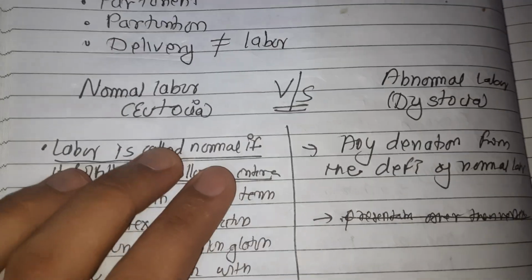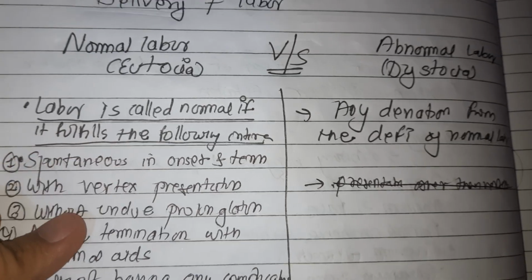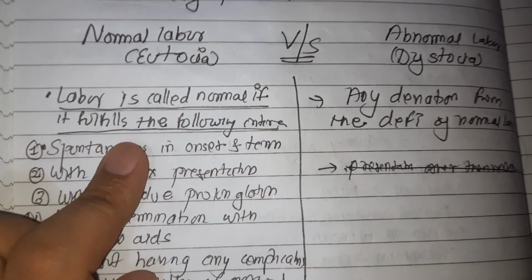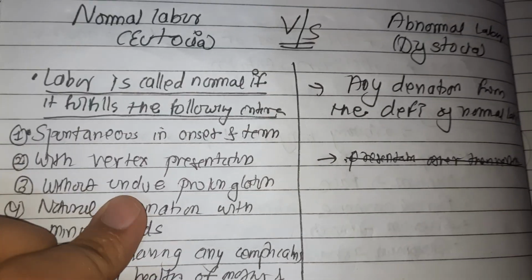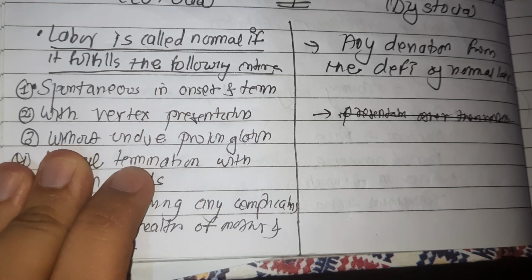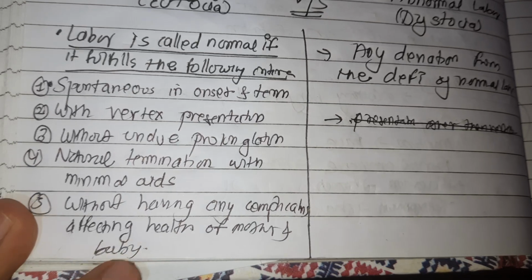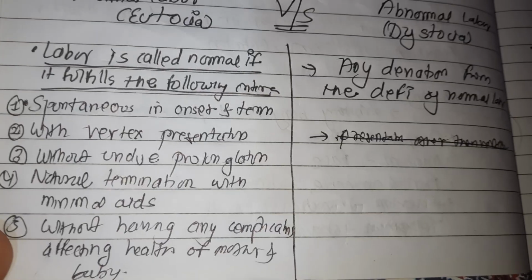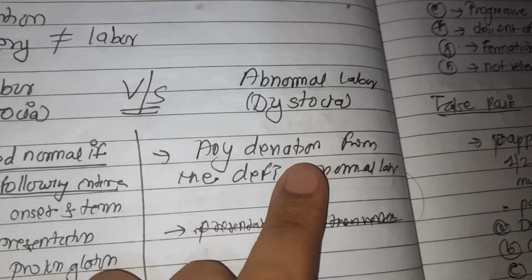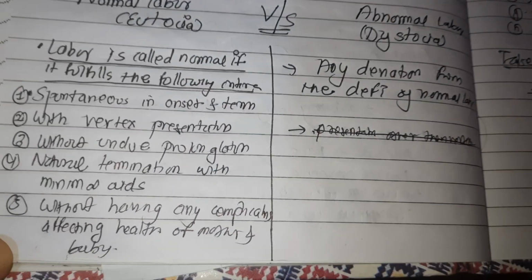So what is normal versus abnormal labor? Normal labor is also known as eutocia, and abnormal labor is called dystocia. Labor is called normal if it fulfills the following criteria. It should be spontaneous in onset and at term, with vertex presentation, that is cephalic presentation with the vertex as the presenting part, without undue prolongation, with natural termination with minimal aid, and without any complication affecting the health of the mother and the baby. Abnormal labor, dystocia, means any deviation from this definition of normal labor.